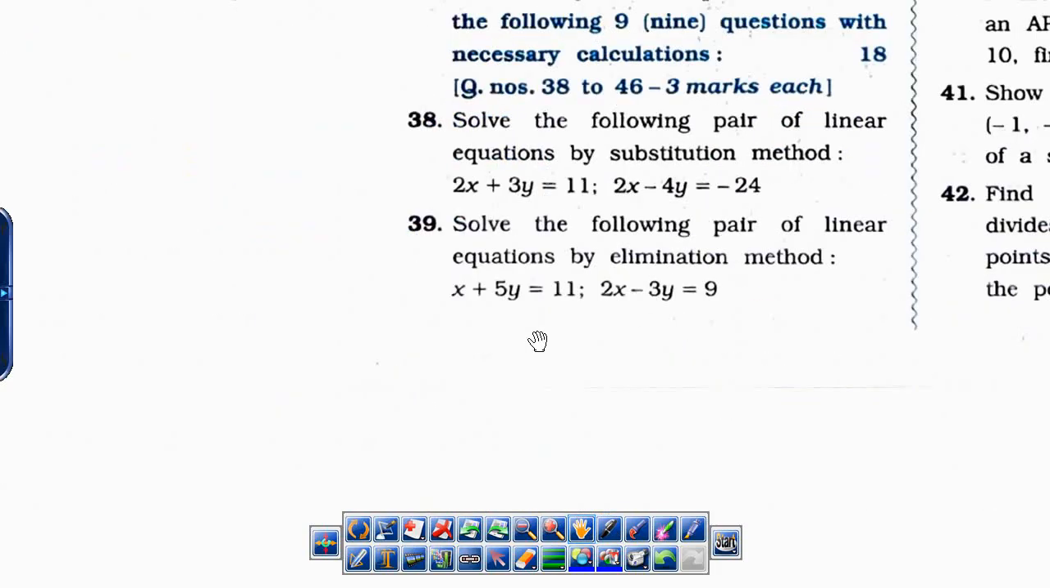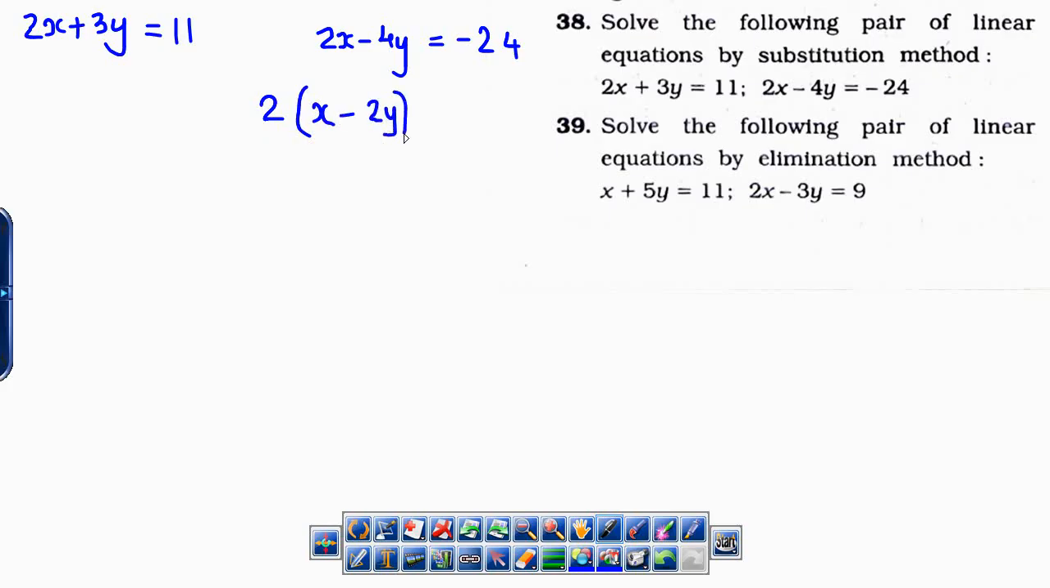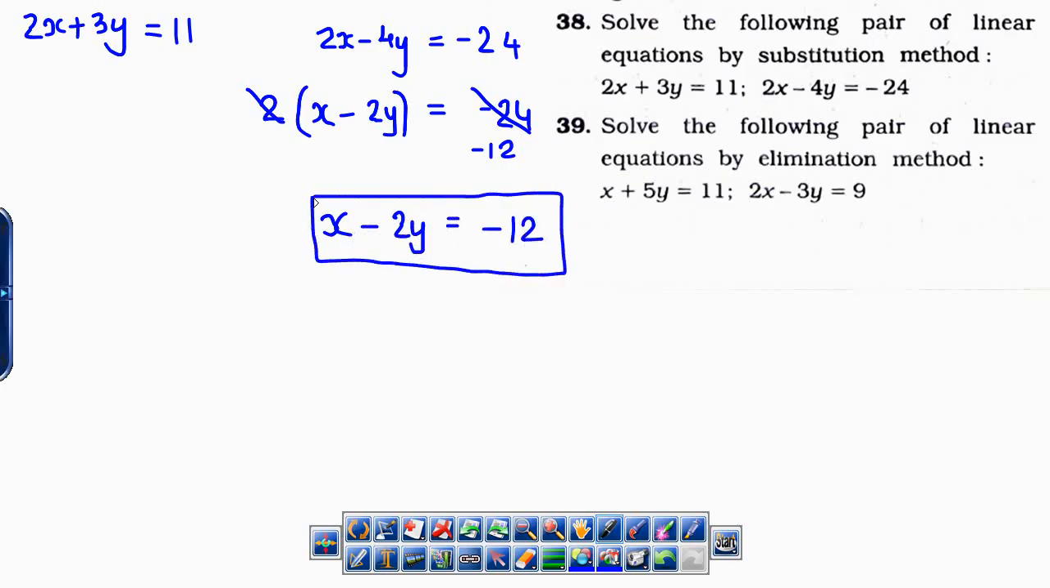Now let's do section C, sum number 38. Solve the following pair of linear equations by substitution method. 2x plus 3y is equal to 11. 2x minus 4y is minus 24. If you can take something common, please take common and cancel it, then the sum becomes lighter. So x minus 2y is equal to minus 12. This is my second equation. This is my first equation.